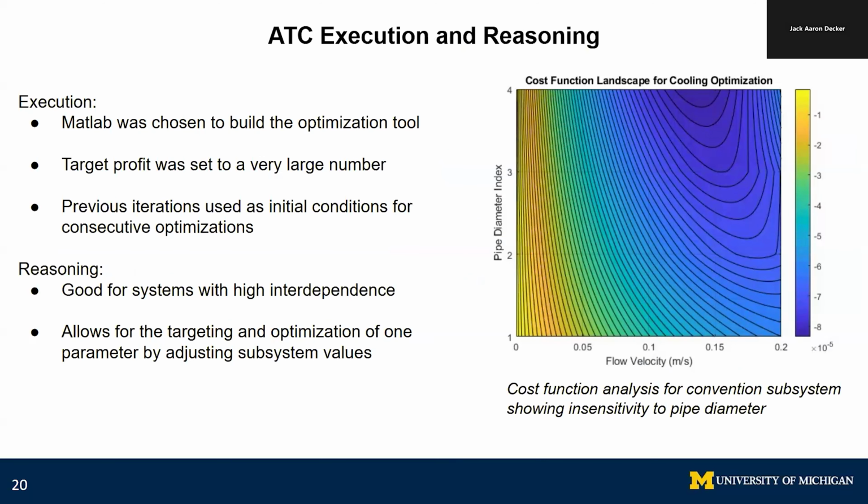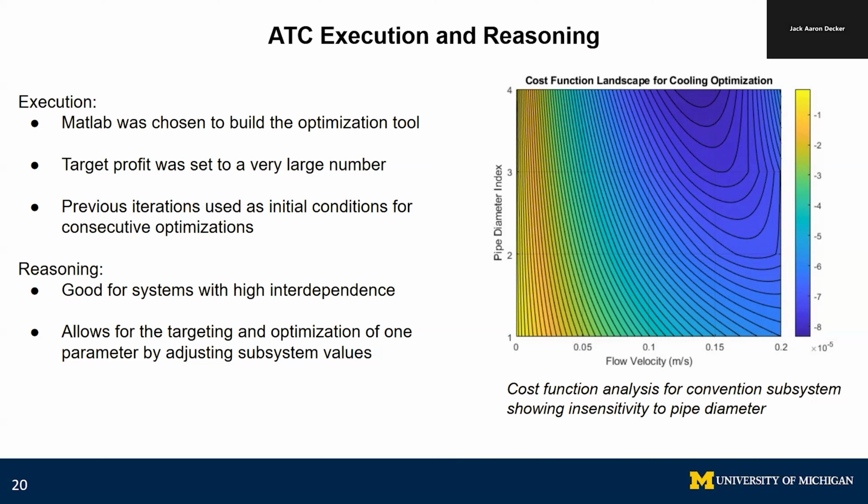As for the execution, we decided to use MATLAB for this. To do this, we set the target profit to be very, very large, essentially making it a maximization problem. Also, each time a new iteration occurs, the values from the previous iteration acted as initial conditions for the next iteration. So, for example, the image here shows the cooling capability, which is fairly insensitive to pipe diameter. So the algorithm would be able to adjust that value away from the subsystem optimal to benefit the profit.